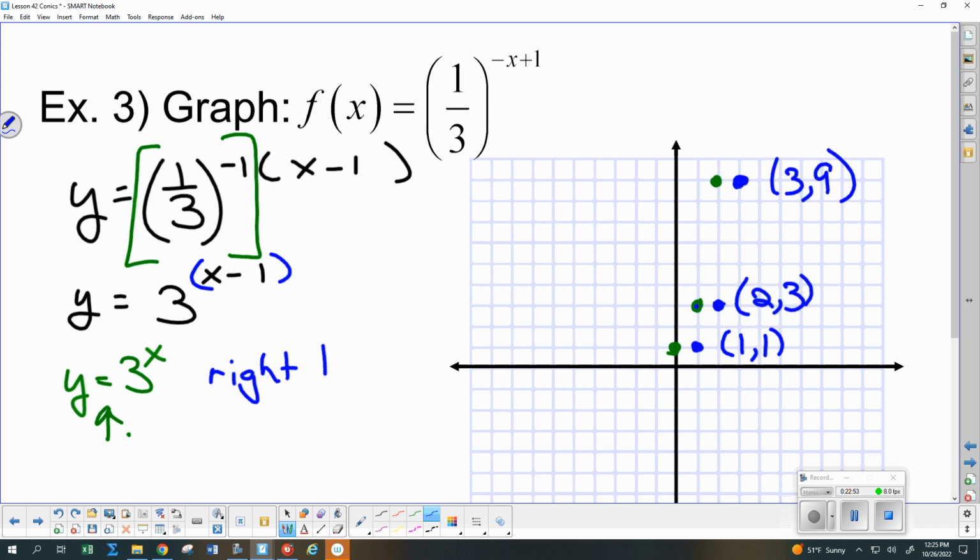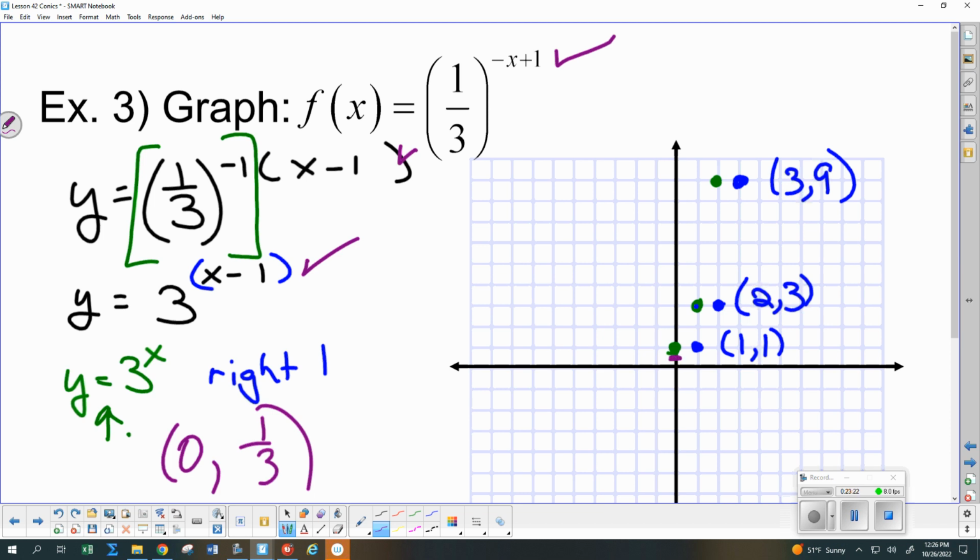Find the new y-intercept for me. If x is 0, plug into one of those equations. That's my actual graph. Dylan, what will that give me? If x is 0, what will I have for y? So my new y-intercept is 0, 1/3.